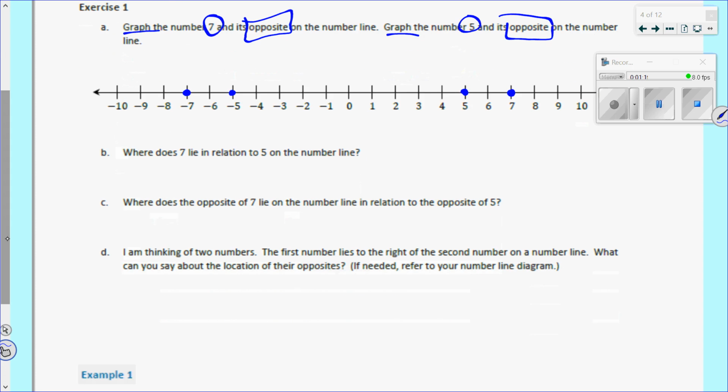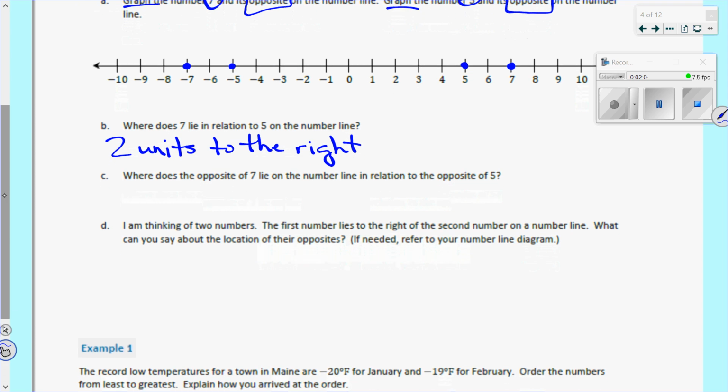Where does 7 lie in relation to 5? In other words, if I start at 5, how would I get to 7? If I'm starting at 5, how do I get to 7? Which way? I move 2 to the right. So 2 units to the right. Now, where does 7 lie in relation to 5? In other words, it's saying, I want to know where 7 is, and it's telling me where to start. So it's saying, don't start at 0, start at 5, tell me how do I get to 7. Make sense?